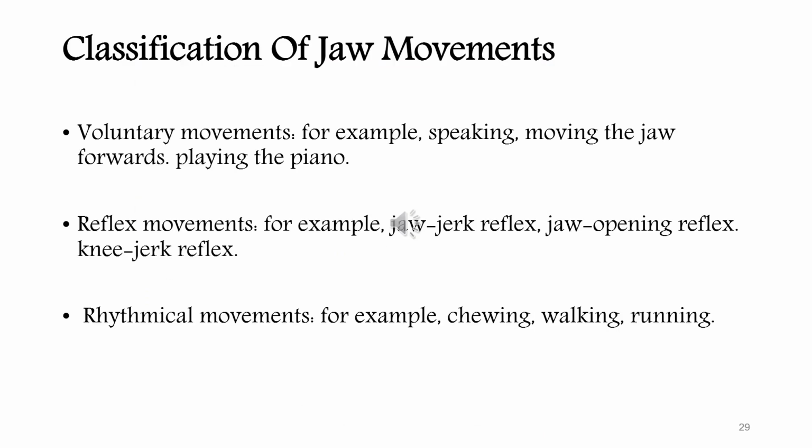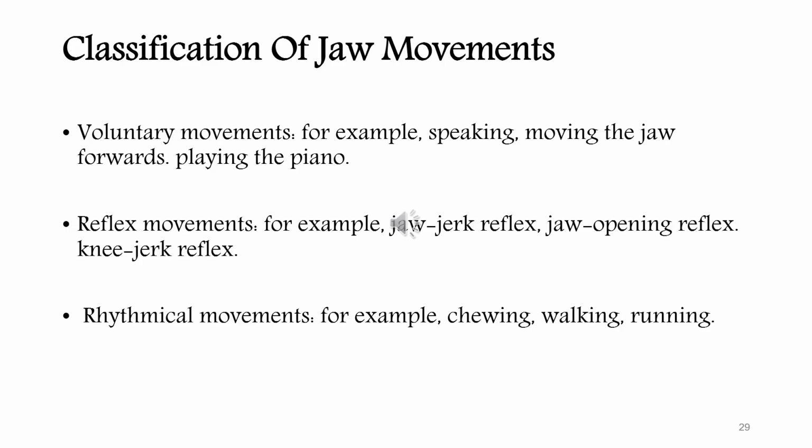And now for the types of movements that the jaw can do, we have voluntary, reflex, and rhythmic. Voluntary movements are something that you think about, something you want to do, and then you do it. For example, speaking, moving the jaw forward, and playing piano are voluntary movements as well. Reflex movements happen without your intention. For example, the jaw jerk reflex, the jaw opening reflex, the knee jerk reflex; all of these are types of reflexes that happen in our body.